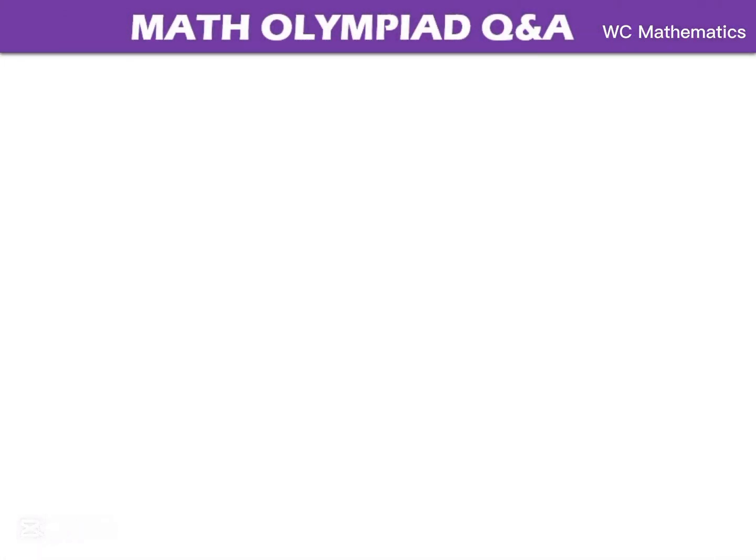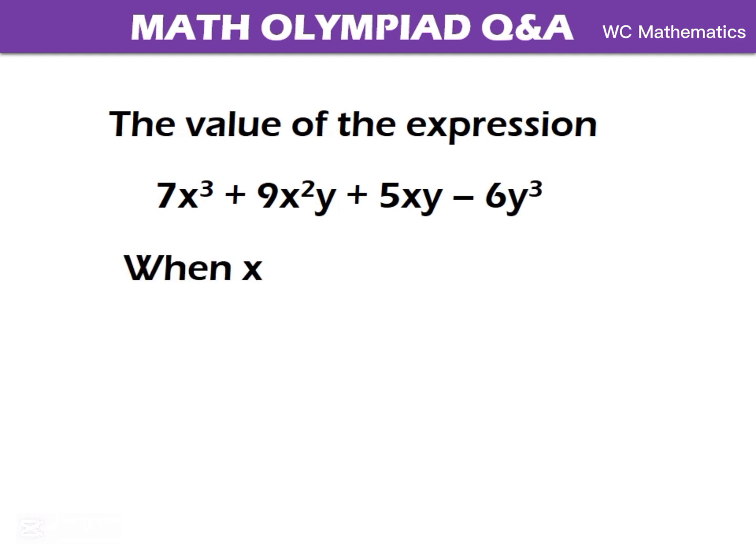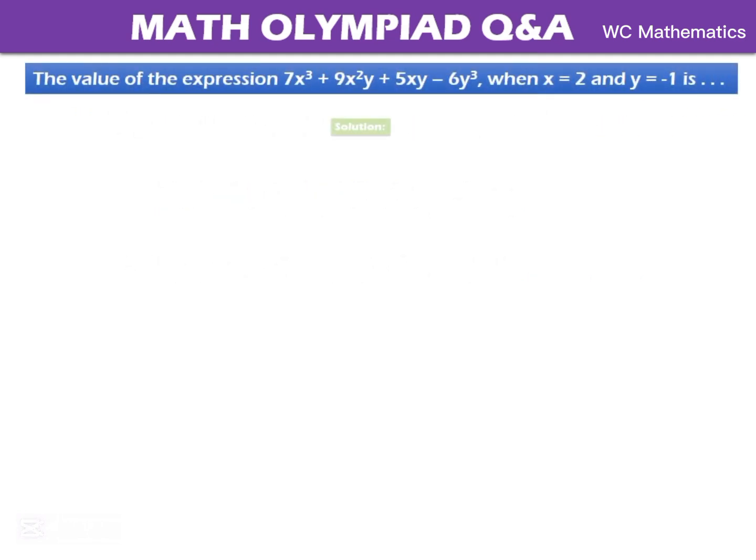And the question goes like this. The value of the expression 7x cubed plus 9x squared y plus 5xy minus 6y cubed when x equals 2 and y equals minus 1 is. That's the question. Alright, so we have the question up there. Now let's go into the solution.